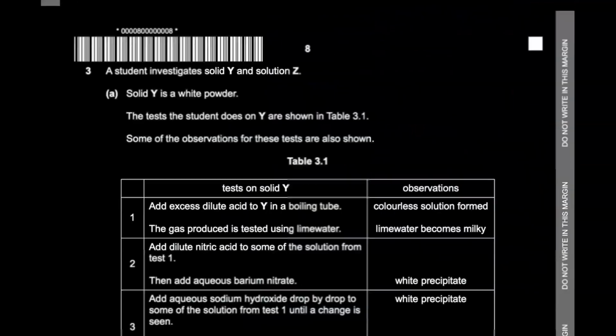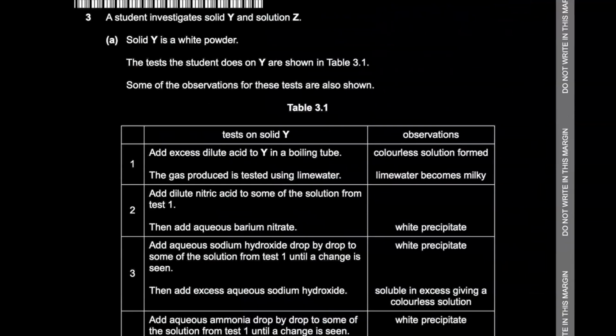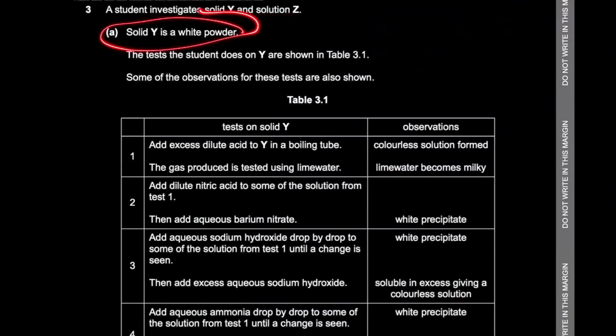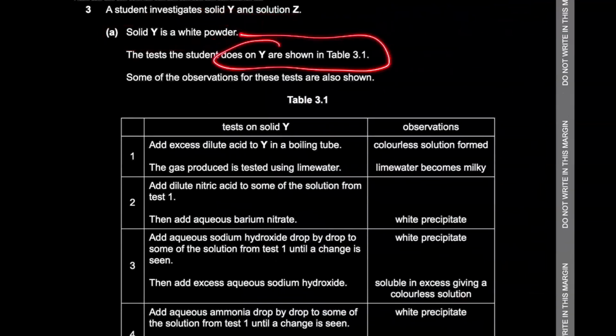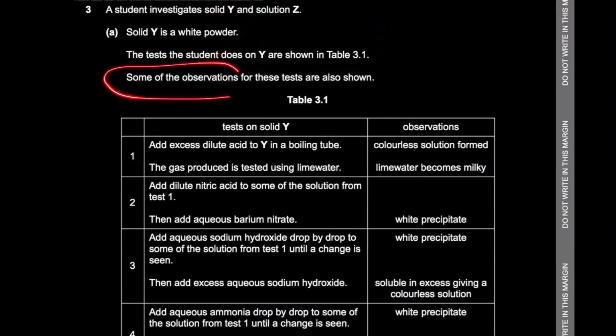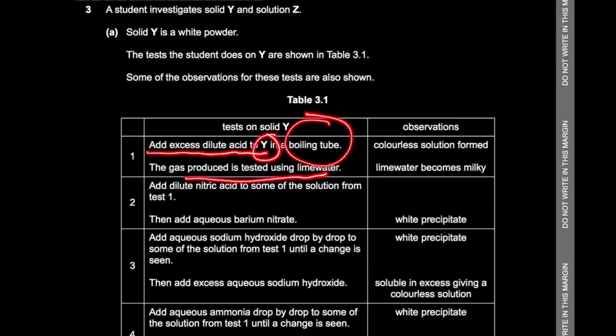A student investigates solid Y and solution Z. Solid Y is a white powder. The tests the student does on Y are shown in table 3.1. Some of the observations for these tests are also shown. Okay. So first, dilute acid is added to Y in a boiling tube. The gas produced is tested using lime water. Lime water becomes milky. So when we add dilute acid to Y, the solid dissolves. Okay, the solid dissolves, you get a colorless solution, and then a gas is produced that turns lime water milky.